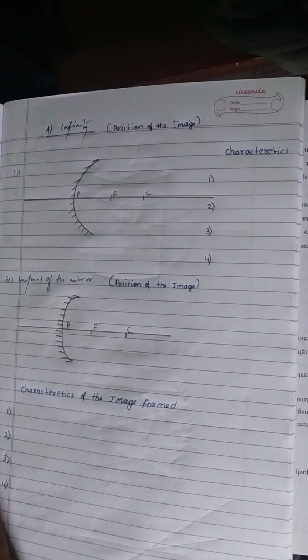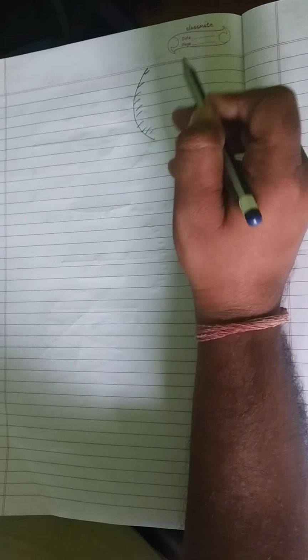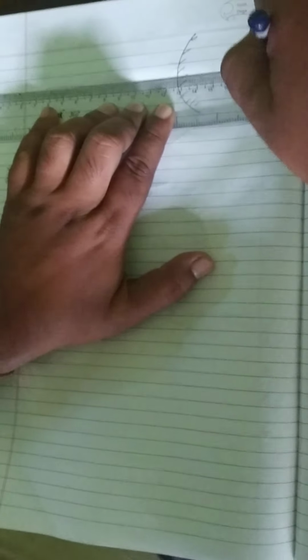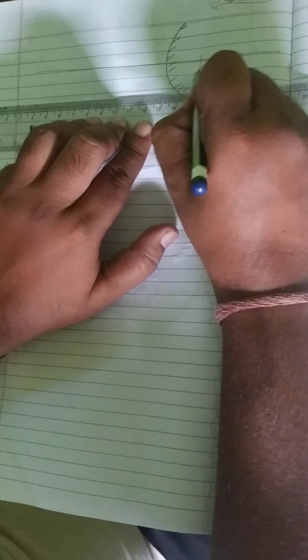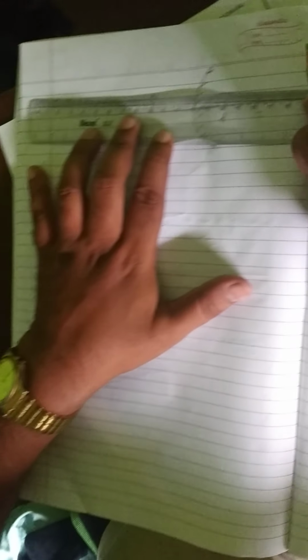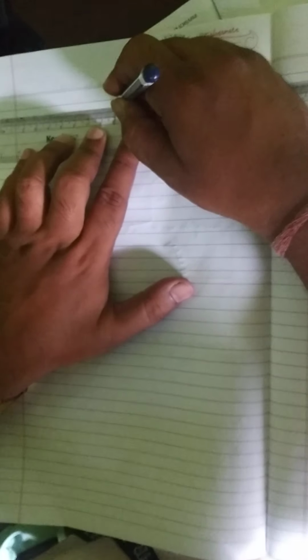Now if you look at the images formed by a convex mirror, if this is my convex mirror and I keep a ray of light here, let's say I am drawing the principal axis, this is my focus, this is my center of curvature. If I am keeping an object over here, for all cases the convex mirror forms the same characteristics. That is why we will take only one case over here.